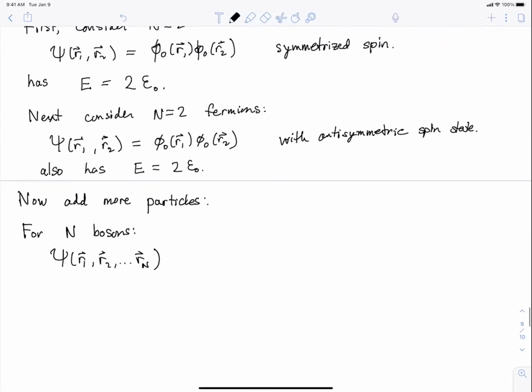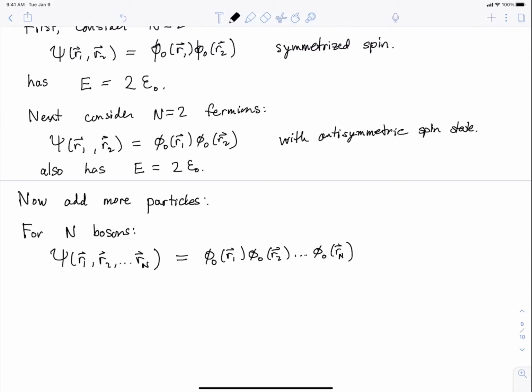Thank you. Okay, so this is going to be just the product of n different coordinates. So again, I'm just writing down the ground state. So I'm choosing all of my individual wave functions to be the lowest energies that they can possibly be.